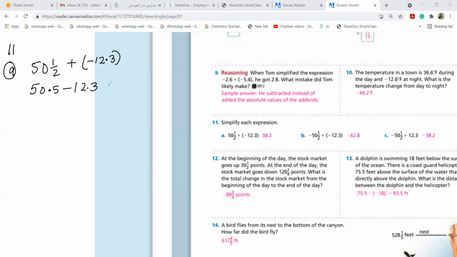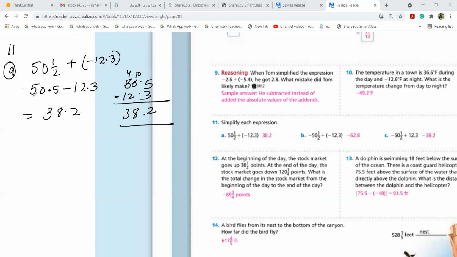This is one positive and one negative. Of course, I'll minus it. When I do this, it will be 50 plus 12, 62, 62 point. My dear, minus. One is positive, the other is negative.